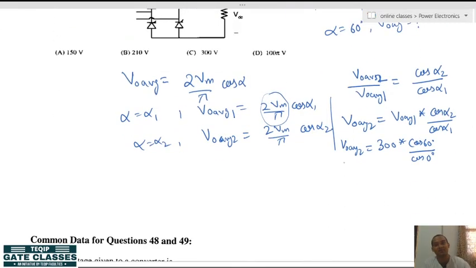So, the V naught average 2 value will be 300 into cos 60 is 1 by 2. It means 150 volt. So, in this case the average output voltage must be 150 volt. So, this option is correct. Alright, see how simple the GATE question is. After doing these questions, please get the confidence that GATE is not so very difficult. It's all about the concepts. Alright.